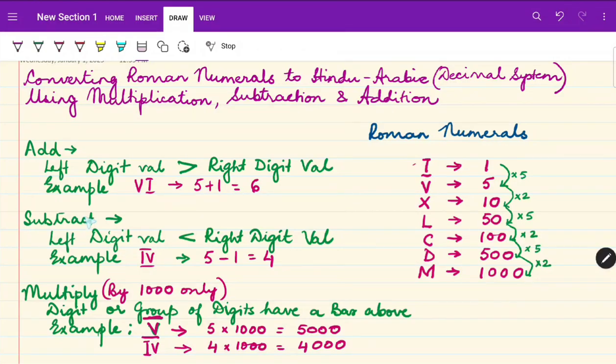For subtraction, it's the other way around. If the left-hand digit is less than the value of the digit to its right, then we subtract. So again, in this example, I and V. All right, I again represents 1, V represents 5, but the digit I on the left hand side is less than V, 5, that is. So we subtract 5 minus 1 is 4. So VI represents 6, IV represents the value 4.